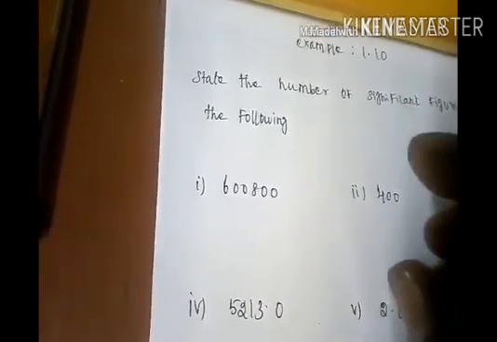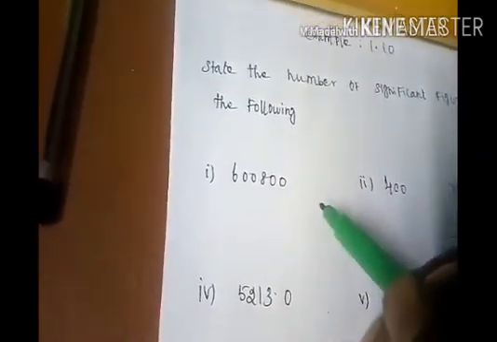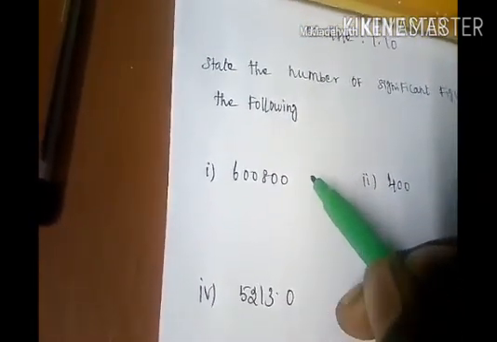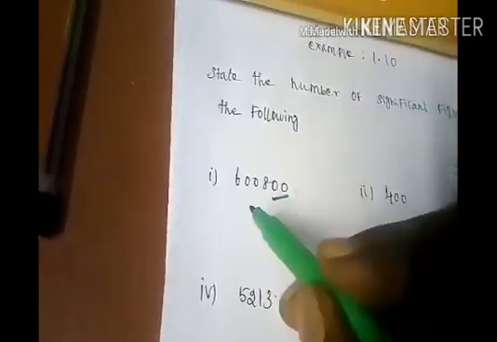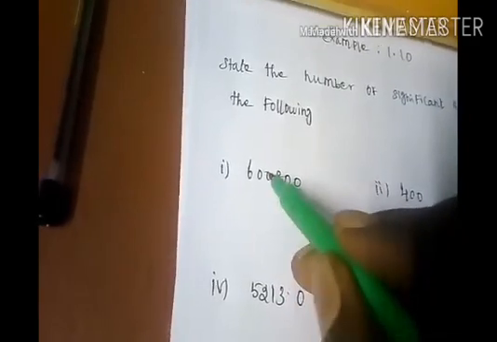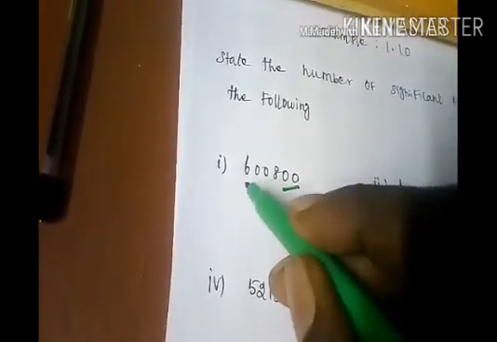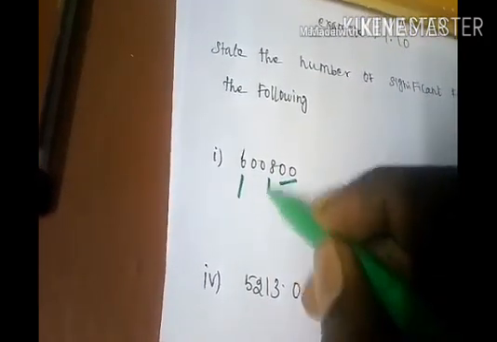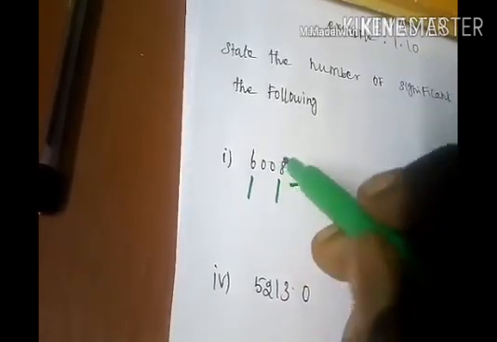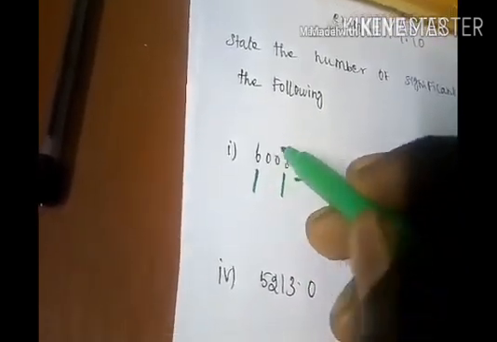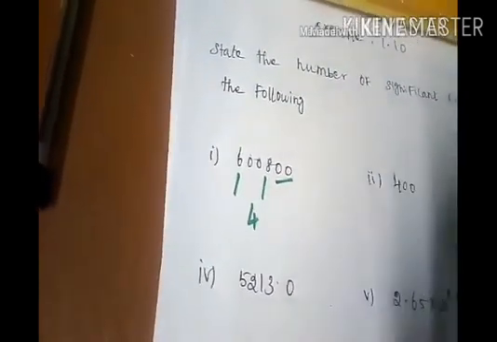Here, this number is without a decimal point, so the last zeros are non-significant. Then what about this 0? The rule says all zeros between non-zero digits are significant. So here how many significant figures are there? 1, 2, 3, 4. So totally 4 significant figures.